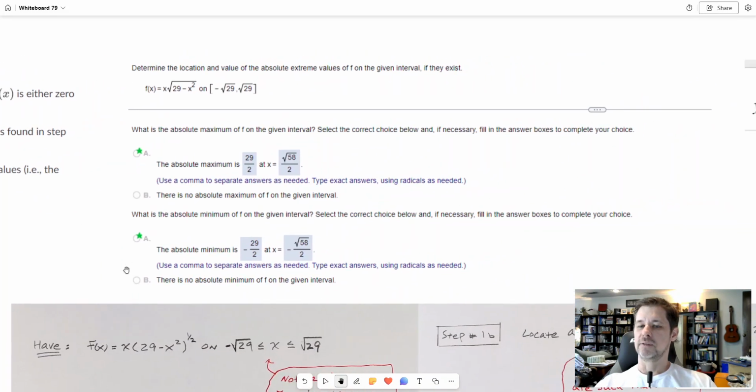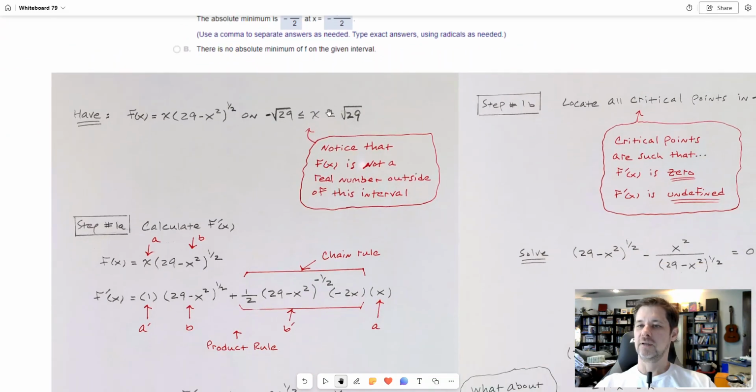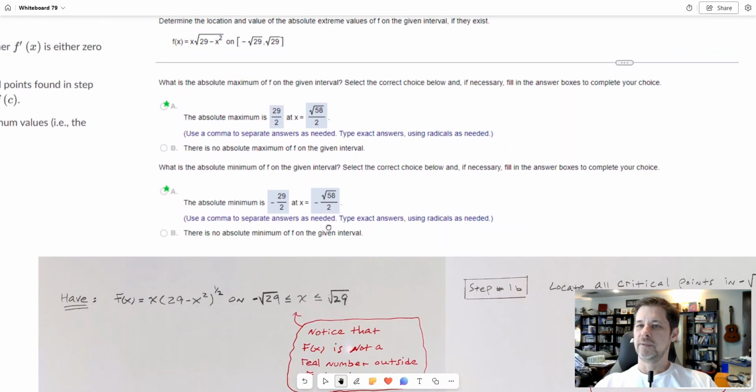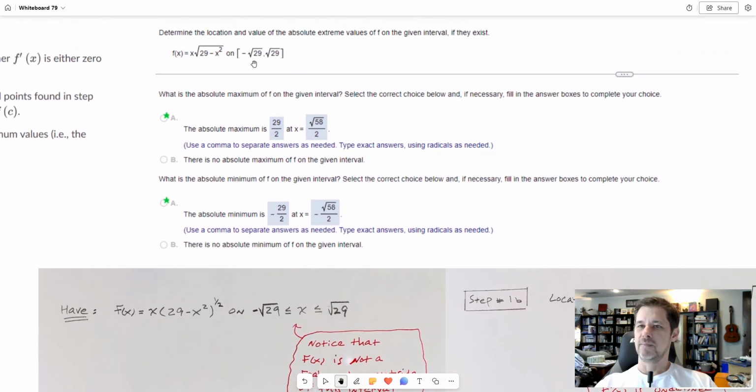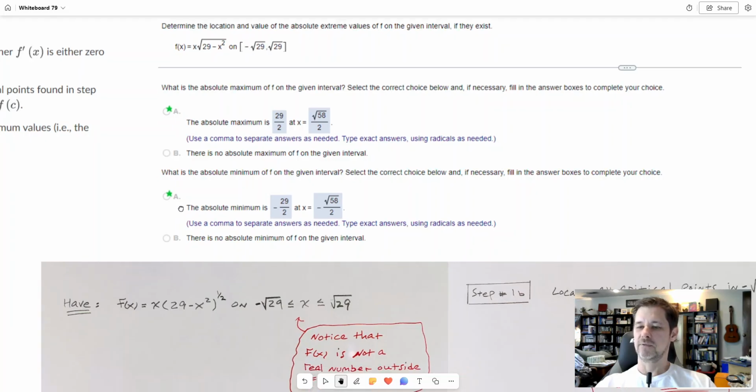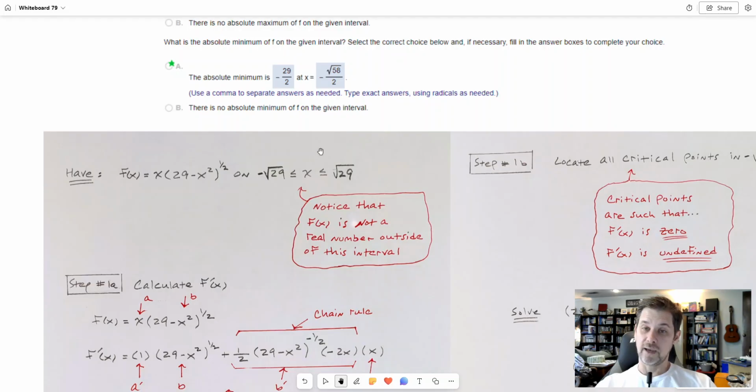So here goes. We have this function on this closed interval right here. I wrote that a little differently. In the statement of the problem, they put negative root 29 comma root 29 with brackets around it. That's called a closed interval. All that means is that I'm considering this function as long as x is between negative root 29 and positive root 29, inclusive. These are less than or equal to symbols. We're including the plus or minus root 29 in our consideration.